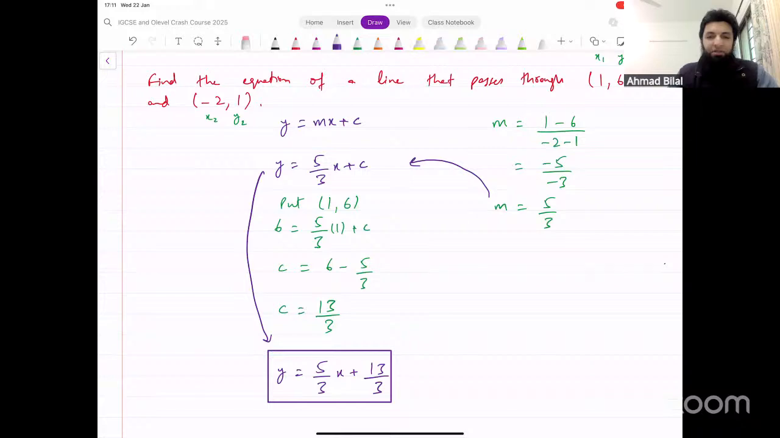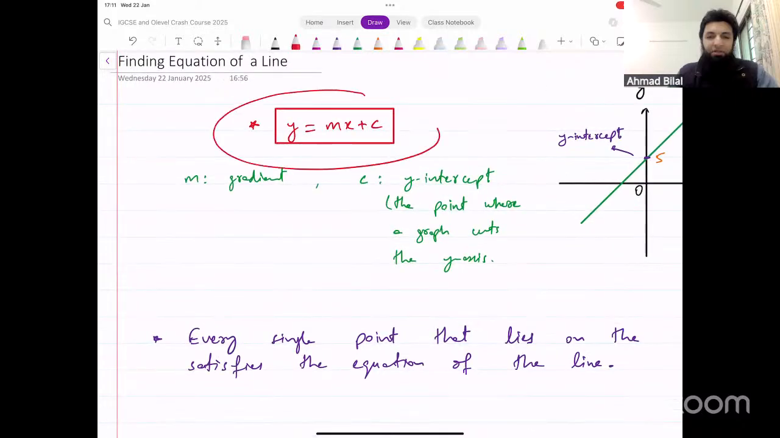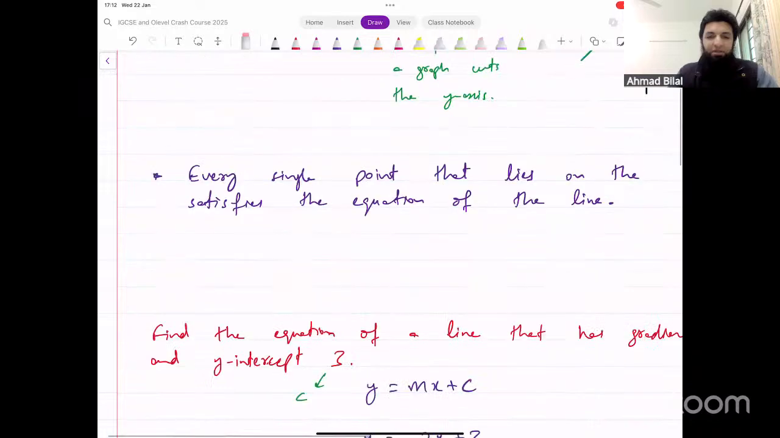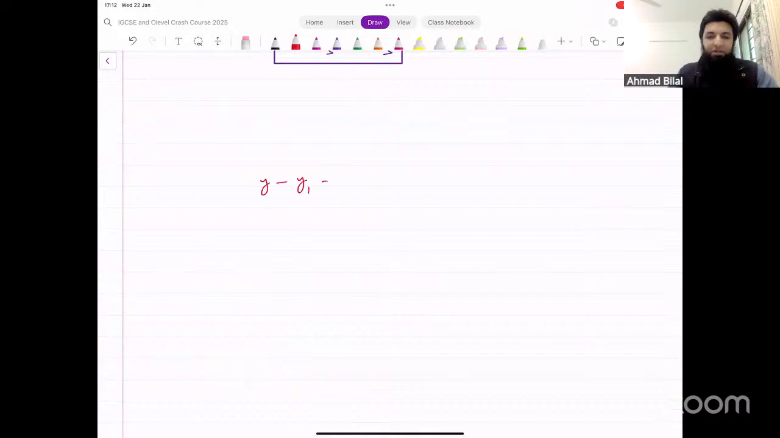Now, this is one way to find equations of straight lines, using this form y equals mx plus c. Okay, and that will work in every single case. You can find equations of any lines using this standard form. However, we have another possible form that you can use as well, and that looks like this: y minus y1 equals m into x minus x1.